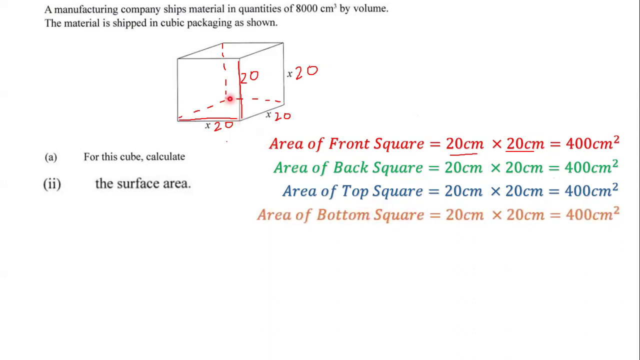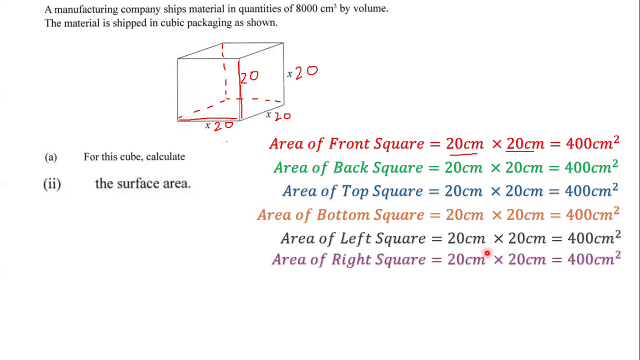This is the bottom square right here. It's going to be 20 centimeters multiplied by 20 centimeters, which is 400 centimeters squared. Next, we need to figure out the area of the left square. The left square is this one, so it's going to be length times width, 20 centimeters multiplied by 20 centimeters, and that gives us 400 centimeters squared. And so what does that mean?